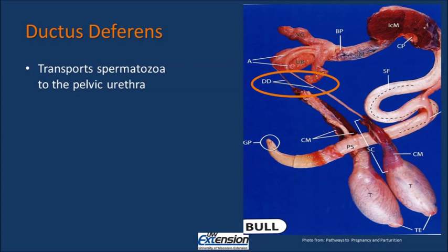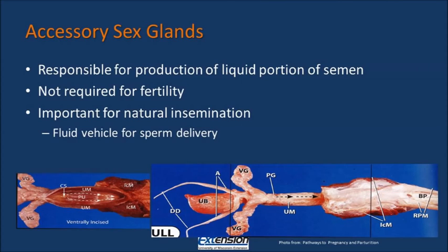The ductus deferens is the last part of our efferent duct system, and it transports spermatozoa to the pelvic urethra. As the sperm goes through the pelvic urethra, it meets up with fluids that are produced by accessory sex glands. So the accessory sex glands are responsible for production of the liquid portion of the semen. It is not required for fertility, but it is important for natural insemination. The fluid acts as the vehicle for sperm delivery.